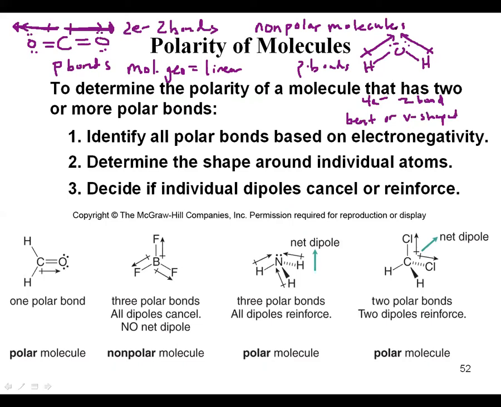And you could kind of imagine, in this case, they're not heading in equal and opposite directions, but they will add to each other. And for water, what we get is what is sometimes referred to as a net dipole moment. And that is what this big dipole arrow represents. It has a net dipole moment.